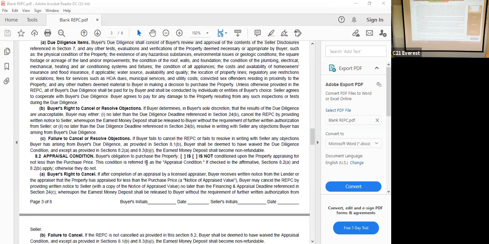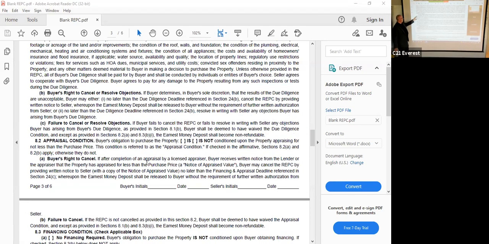Part B. Oh, sorry. Part B is where it's talking about the right to cancel. If buyer determines, assuming that they did not waive the condition, we're going back to they kept the condition, in buyer's sole discretion that the results of the due diligence are unacceptable, buyer may either, no later than the due diligence deadline referenced in section 2.4B, cancel the REPC by providing written notice to the seller, whereupon the earnest money shall be released to the buyer without any further requirement, or no later than the deadline, resolve the issue with the seller. Buyer and seller come to an agreement before the deadline.